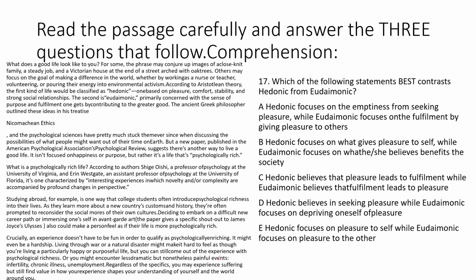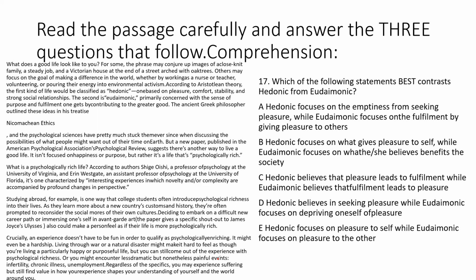So the passage deals with what is a good life, and how a hedonic life is different from a eudaimonic life. The author also discusses what is a psychologically rich life. So let's move to the questions. The first question is: which of the following statements best contrasts hedonic from eudaimonic?